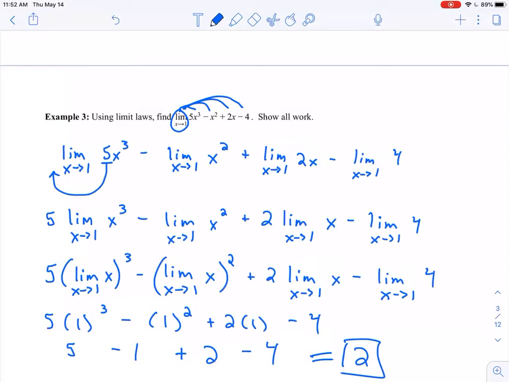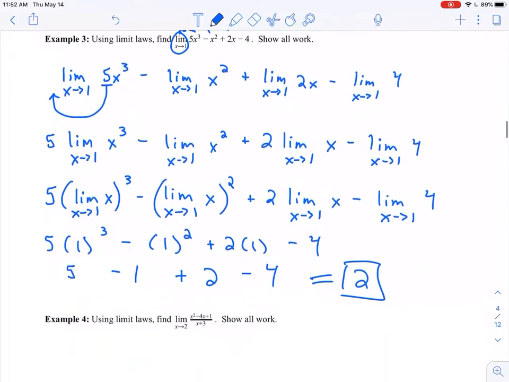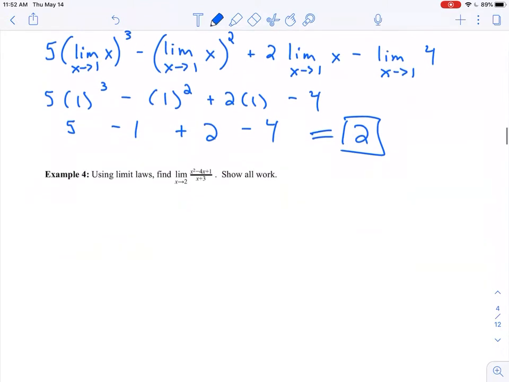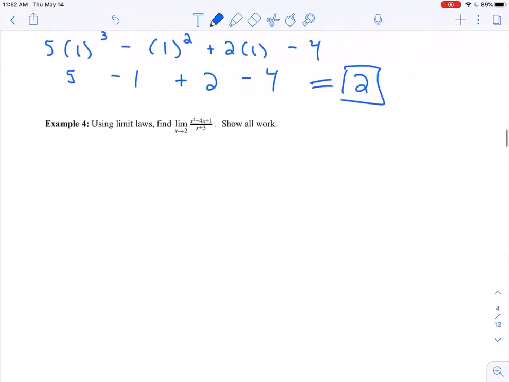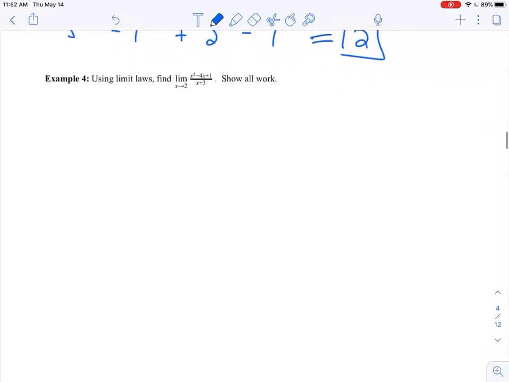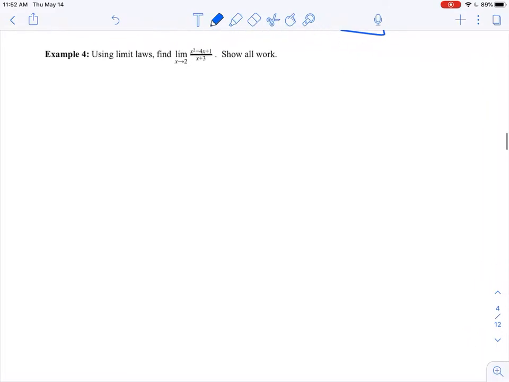The other type of function we're going to see is rational functions. So, okay, now I have x squared minus 4x plus 1 over x plus 3. Again, I want to evaluate this using limit laws. Again, this is not a linear function, right? I've got a polynomial, a quadratic here, and the denominator is a linear function.